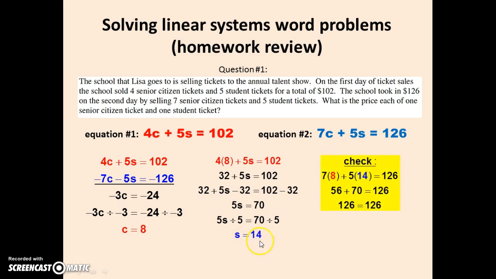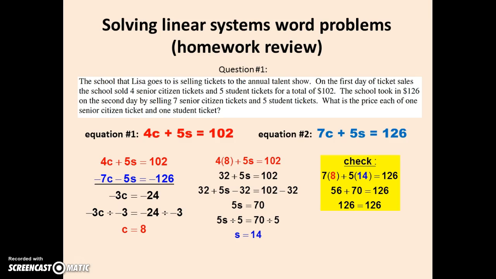Now I'm going to use the blue equation. Since I used the red one to solve for S, I'm going to use the blue equation to check. So I put in 7 times C, which was 8, plus 5 times S, which was 14, is supposed to equal 126. And when we do the multiplying, we find out that it does come out to 126. So we're good to go.